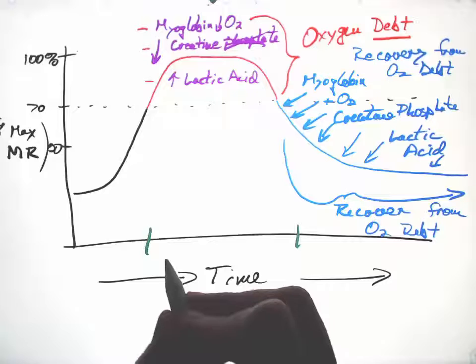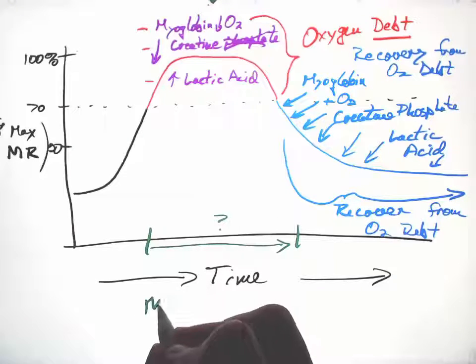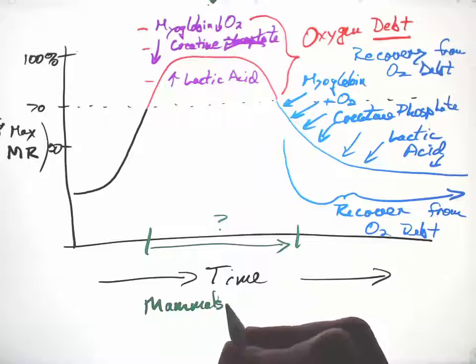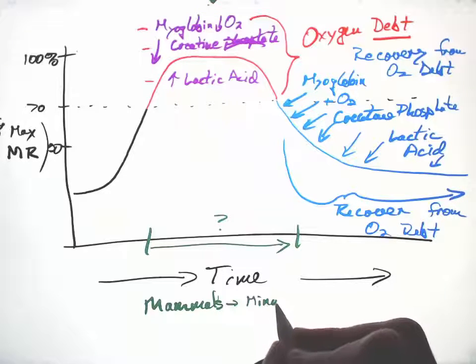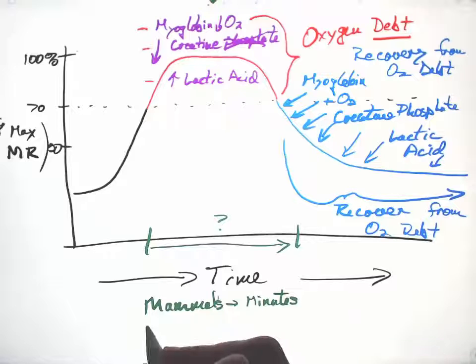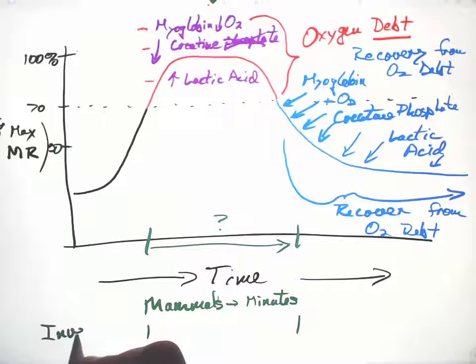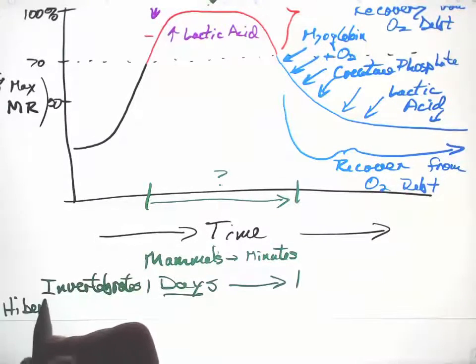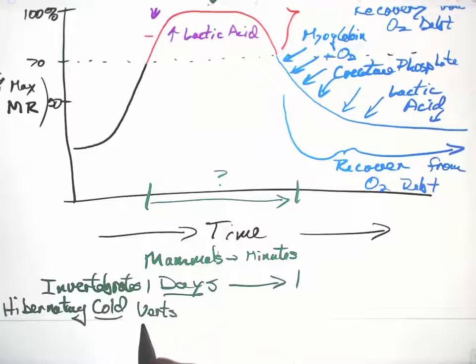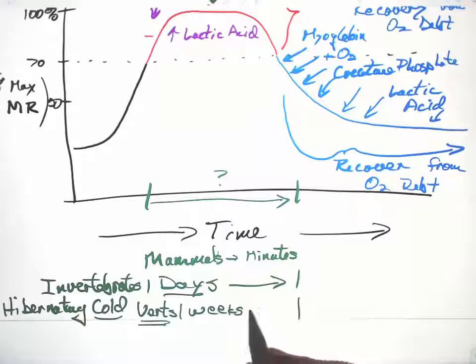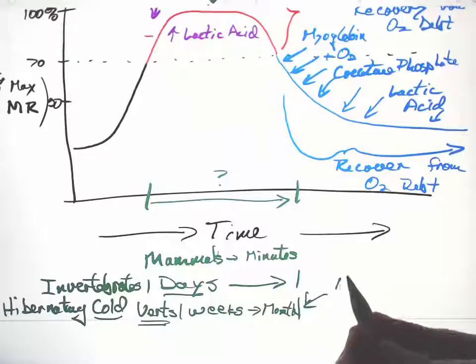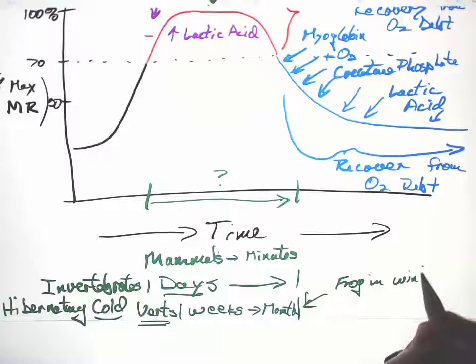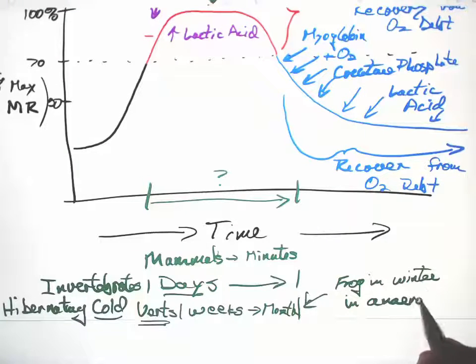How long is this period? For you, for mammals and birds, it's measured in minutes. We can survive only a brief time with anaerobic metabolism. For many invertebrates, think of oysters or clams, it can easily be days. For hibernating cold vertebrates, this can be weeks to months. For example, a frog in winter at the bottom of a pond, completely inactive, or a turtle hibernating in a pond.